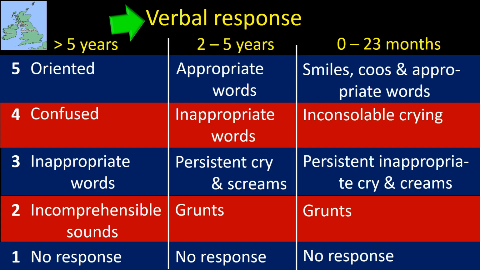Scoring verbal responses is more complicated. Patients older than 5 years of age are scored as adults. Between 2 and 5 years, 1 point is granted for no response, 2 for grunting, 3 for persistent cry and screams, 4 for inappropriate words, and 5 for appropriate words.